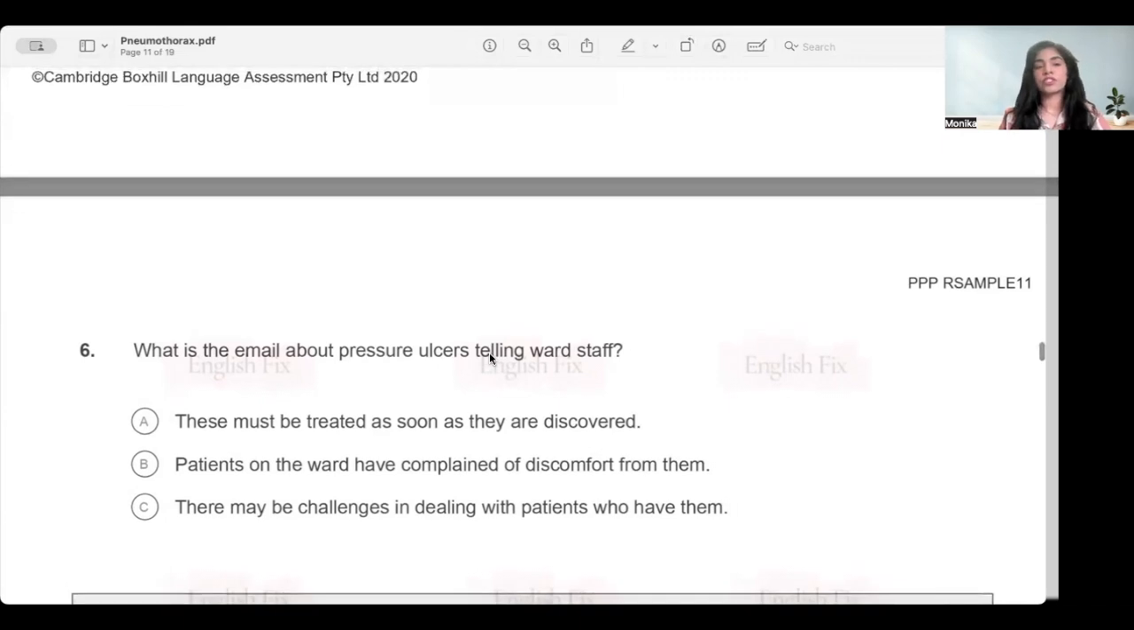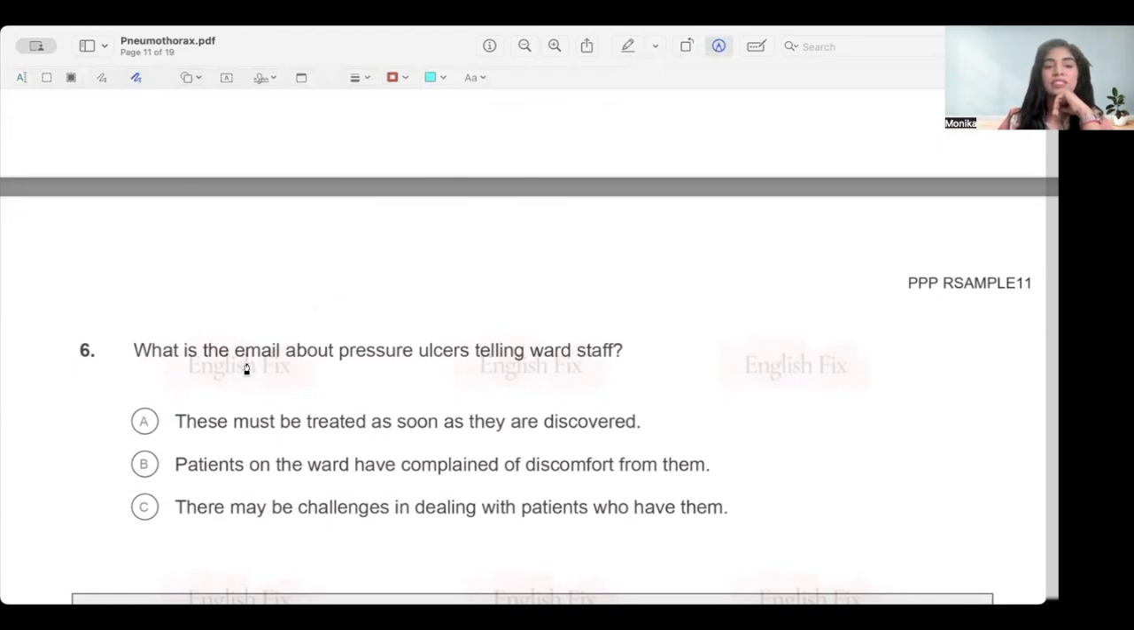So this is a question type that I've taken from an official OET paper. The official OET paper's name is pneumothorax, so you can find it. Now, in this question type, the first thing we want to notice is that they have mentioned something about what this is, an email. It doesn't necessarily make a very huge difference whether it is an email, or a policy document, or guidelines.